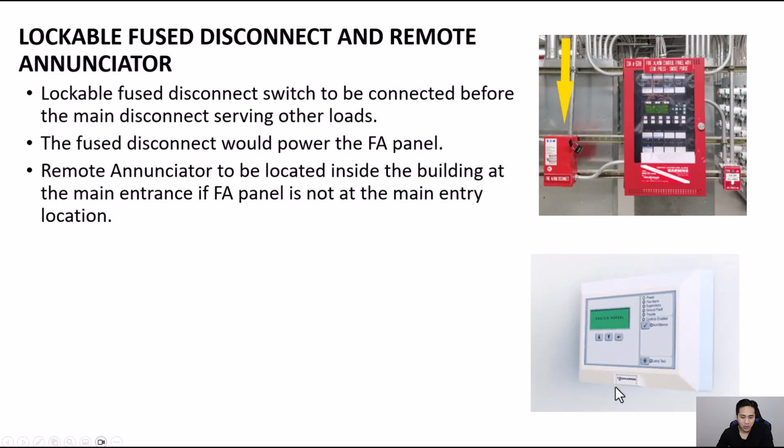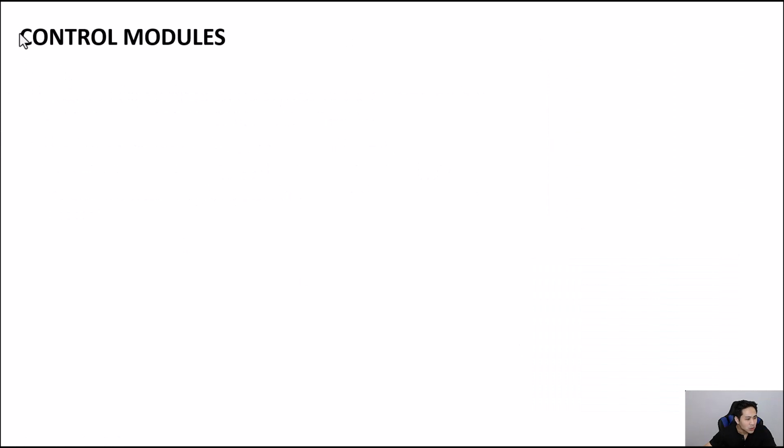On this remote annunciator, it will basically indicate what has gone into alarm. It could be a smoke detector on the 5th floor. It could be a water flow switch on the 13th floor. So they'll be able to quickly identify what caused the alarm condition. All right, so we'll talk about control modules now.